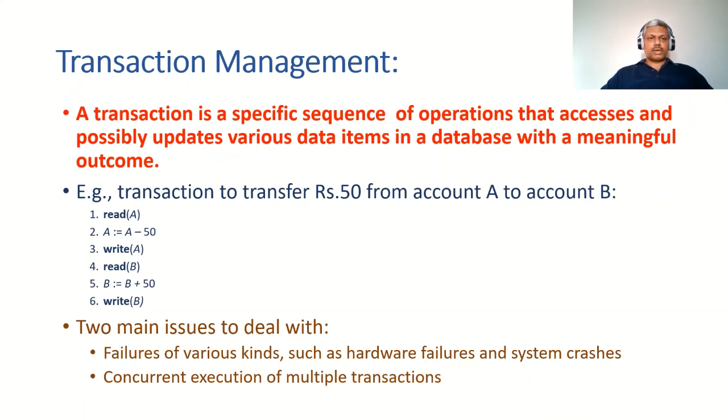For example, take a transaction of money transfer, transferring 50 rupees from account A to account B. What are the actions involved in this process? First, we need to read the value that is there on the database. Then you subtract 50 rupees from account A, and replace the modified value in place of A. Then you read the value of B, add this 50 rupees to B, and modify the value of B. These are all the actions that take place for transferring 50 rupees from account A to account B.